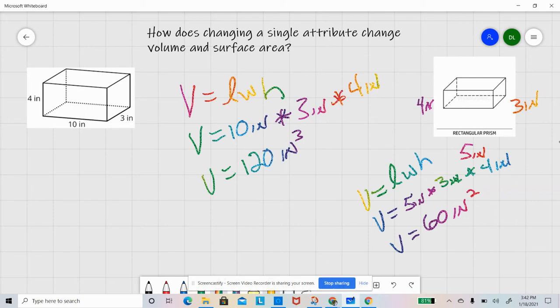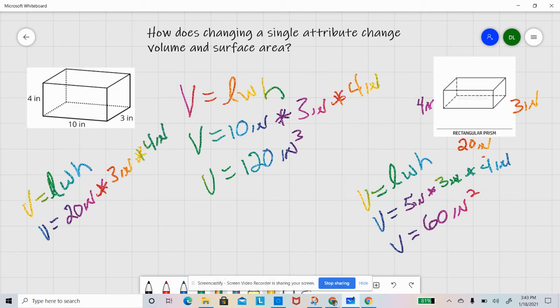Okay, so now let's go the other way. What if, instead of using 4, 5, and 3, let's change this one right here, and we're going to go for 20 and 3. So now I'm doubling it. So over here, we'll go volume equals length times width times height. Volume equals, well, let's see. Now we have 20 inches times 3 inches times 4 inches. Now 20 times 3, 60. And 60 times 4, 240. And you can check all of my math using your calculators if you would like.